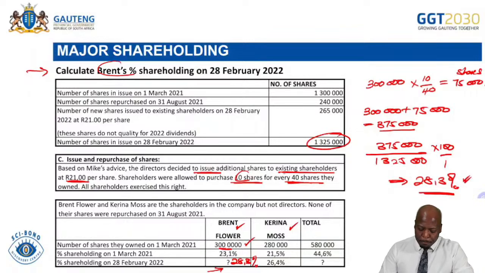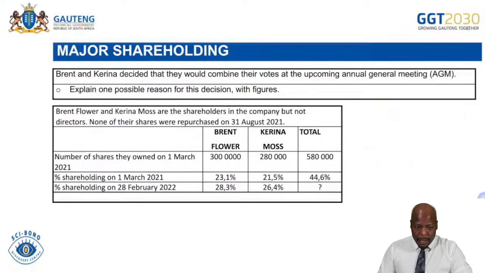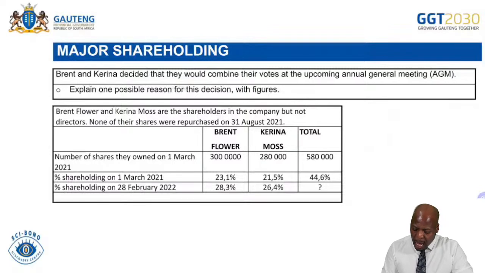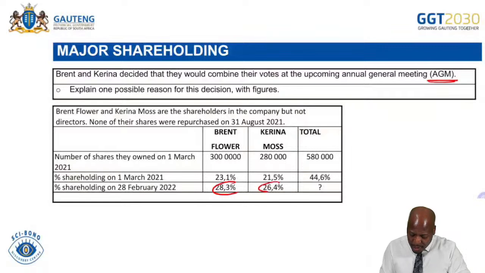Let's move on to the next one. Then it says, Brent and Karina decided that they would combine their votes at the upcoming AGM. Brent has 28.3% and Karina has 26.4%. Therefore, their total percentage shareholding would be how much if they are to combine? That would give them 54.7%.